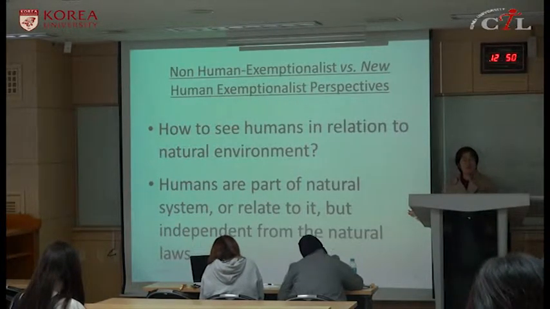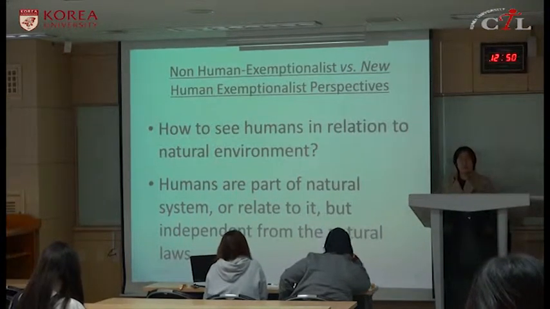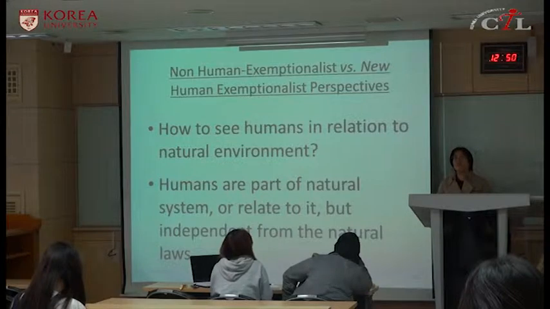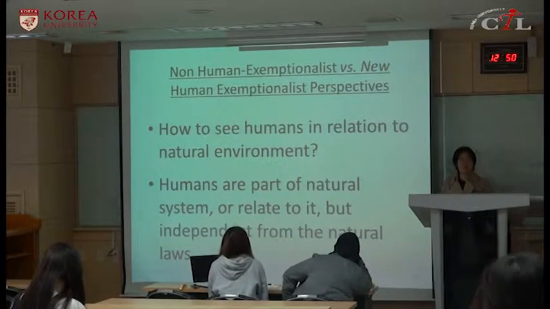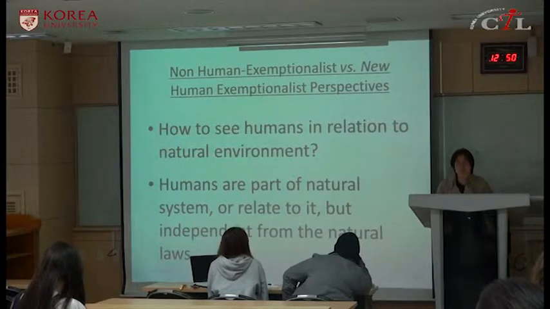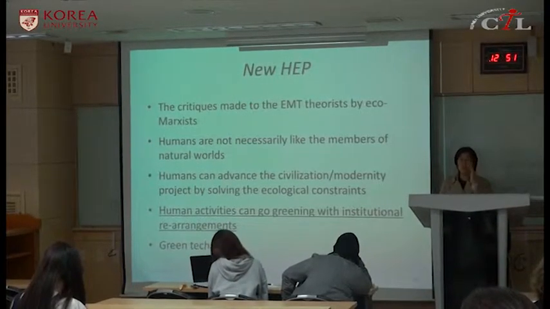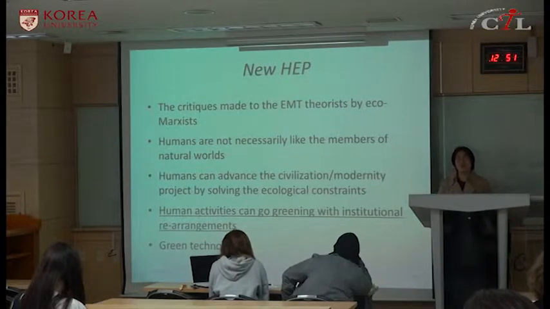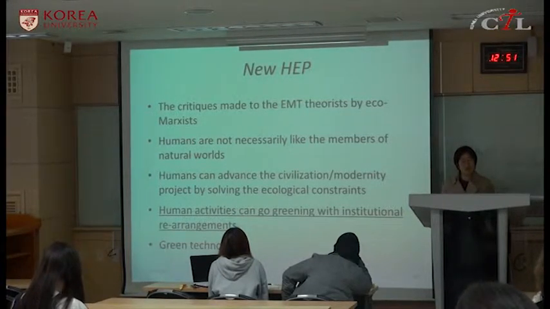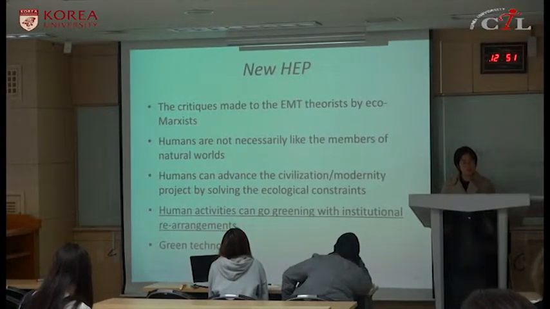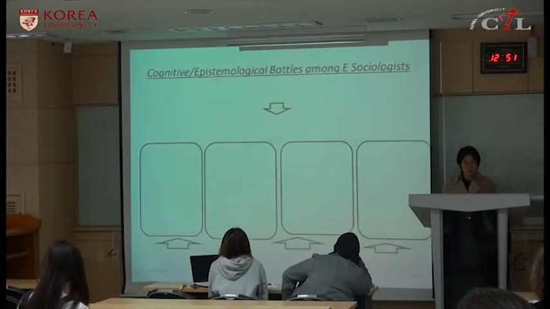And there are human exceptionalists and new human exceptionalists. So this debate is about how we conceptualize human beings. The new ecological paradigm theories and ecological Marxists all agree that humans are part of the natural system. Humans are part of the natural system, but then the ecological Marxist theorists consider those ideas too much green, too much, in that they are trying to conceptualize human beings in a certain way.